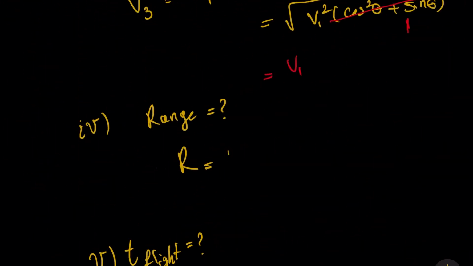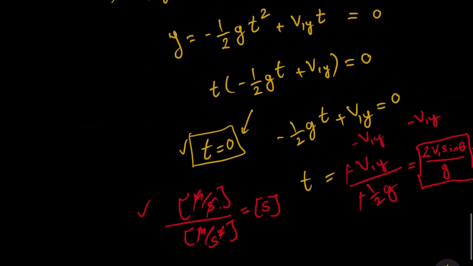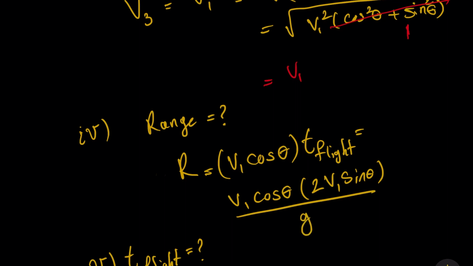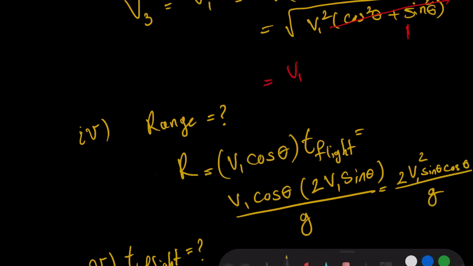We can say this is equal to v1 cosine theta, that's your v1x, times t flight. And t flight, of course, we just solved for. That one is 2v1 sine theta over g. So let's put the two together. That's cosine theta times 2v1 sine theta over g. And this is equal to 2 v1 squared sine theta cosine theta over g. Now we can do a couple of things here.